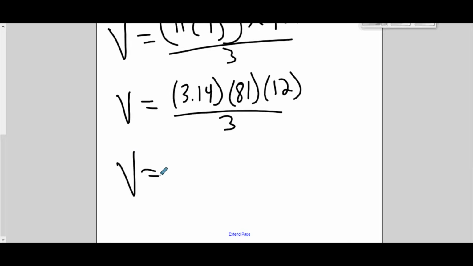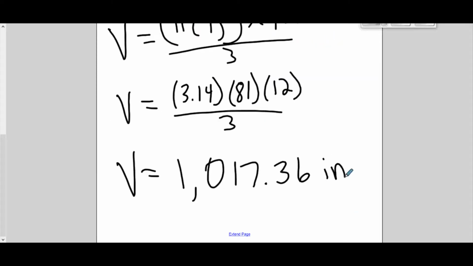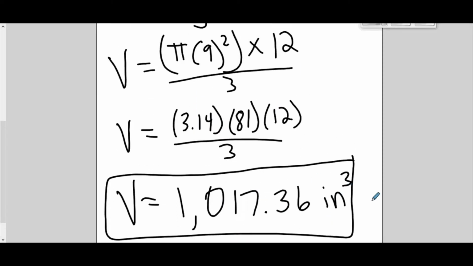So you're just going to plug this into your calculator. And when you plug this whole thing in, you get 1017.36, and this is inches cubed. So don't forget to divide by 3 after you plug in the top. So after you do 3.14 times 81 times 12, don't forget to divide that by 3. So this is 1017.36 inches cubed. So pause the video to finish that one if you need to.